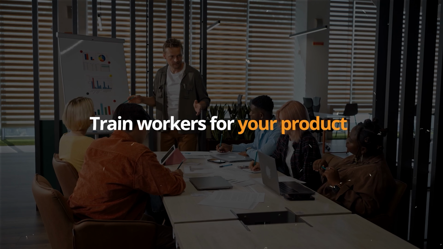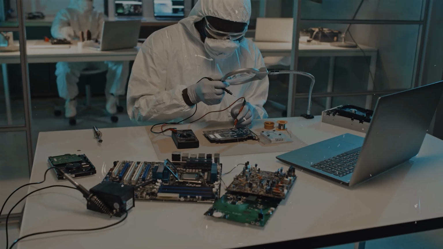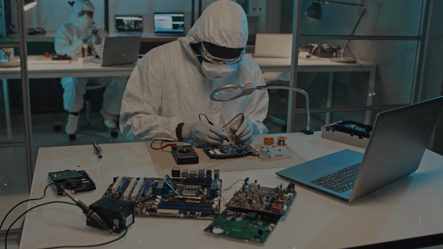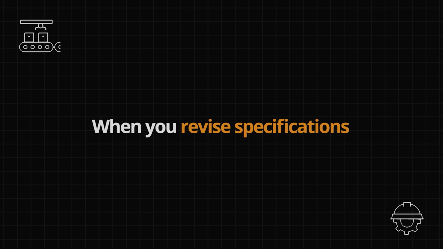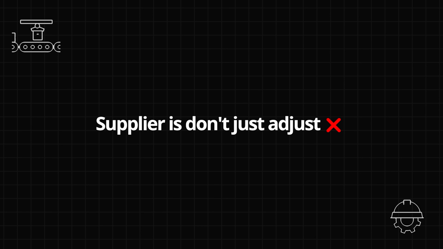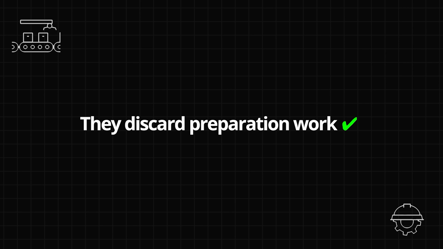Assembly factories train workers specifically for your product. They configure workstations and sequence assembly steps. Change the process, and their entire line must realign. Quality control labs develop testing protocols specifically for your design. They calibrate equipment to match your production specs. Packaging suppliers create custom tooling and materials based on your dimensions. Change the size, new tooling, new materials, waste from the old preparation. When you revise specifications, suppliers don't just adjust. They discard preparation work they already invested in, and they expect to be paid for all that.